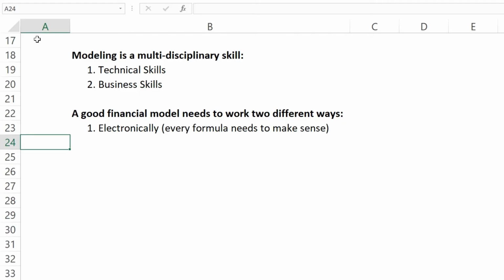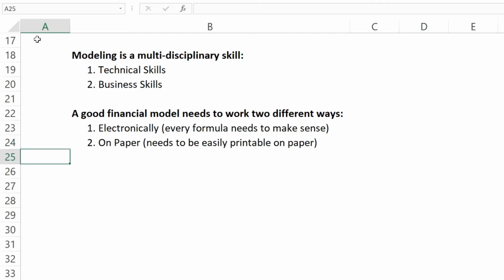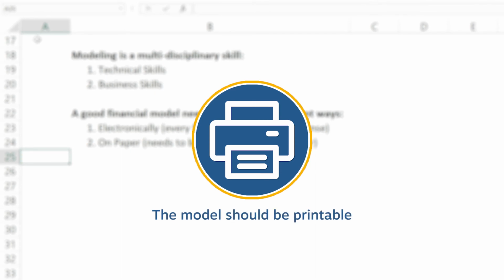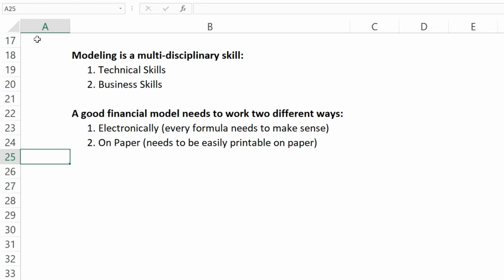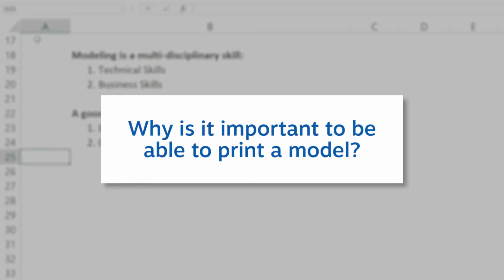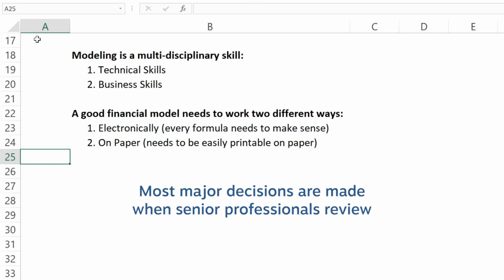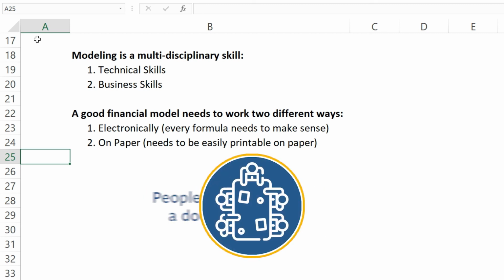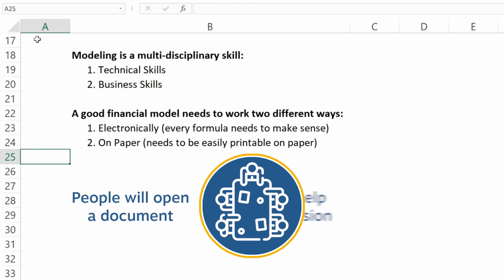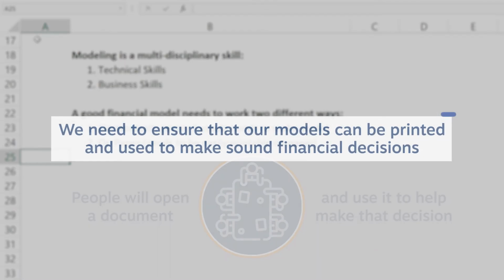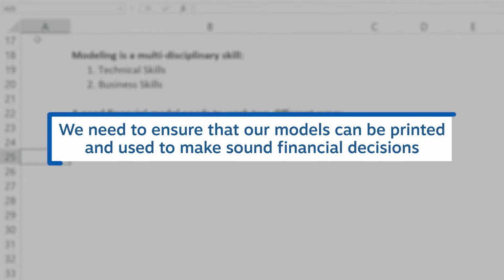But number two, we like to tell people that a good model needs to work on paper. It needs to be a powerful tool that can communicate messages on paper. And very often people don't think that way. Why is that so important? Well, because even in this day and age, most major decisions are made when senior professionals review some sort of a document or a model on paper. Around a boardroom table, people will open a document and use that to help make their decisions. So we need to ensure that our models can be printed and used to make sound financial decisions.